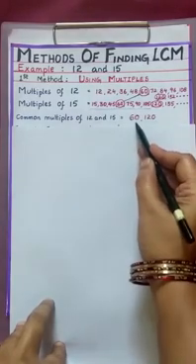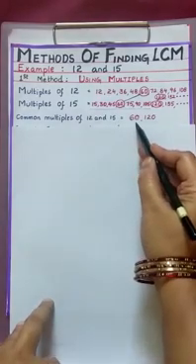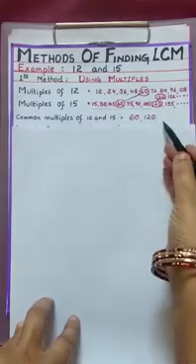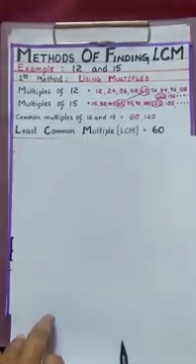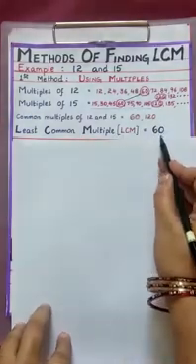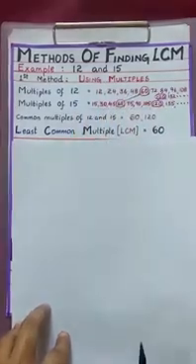Why? Because the first common multiple is the least common multiple. Whatever you get after 60 will definitely be more than 60. So what is the least common multiple here? It is 60. So 60 is the LCM of 12 and 15.